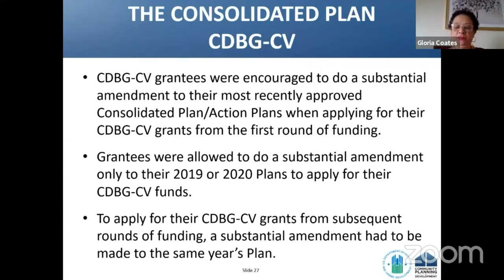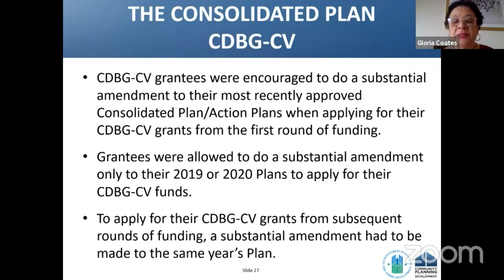There's no waiver of that provision. We've had grantees ask us, well, what about 2021? The pandemic is still here, and we still want to carry out activities to address coronavirus. Of course you can. You just have to do an amendment to the plan that you initially submitted your substantial amendment to, as it says here at the bottom, for subsequent rounds, because a lot of grantees did receive CDBG-CV, what we call CV3.